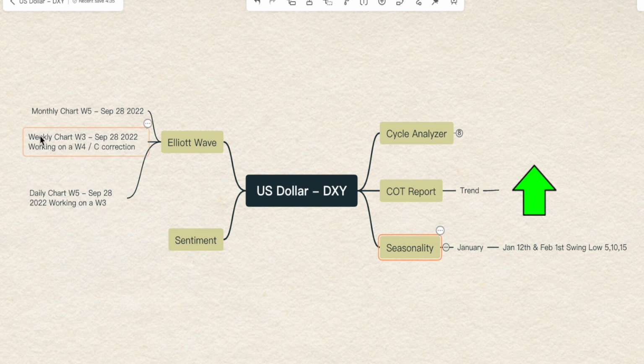But on the weekly chart, the wave 4 C correction, I was waiting for these two because they were going to turn bullish, but the timing was wrong, so that didn't play out. In regards to the Commitment of Traders report, the trend is still up on the dollar, so it's still positive. It just has a minor correction. And in regards to seasonality, January 12th and February 1st are possible swing lows using the 5, 10 and 15-year average. So the 12th is coming up. Keep an eye on that and see how it plays out.